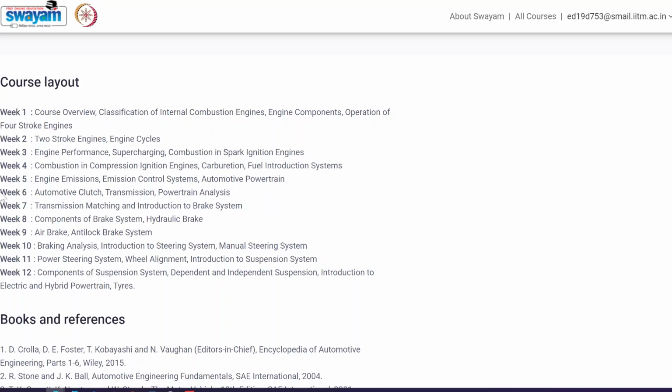So the homework for next week would be automotive clutch, transmission, and power analysis. We will be doing a problem solving session next week for the clutch, transmission, and powertrain analysis. Although it will say the week 5 session, essentially we will be covering the syllabus as given in week 6. So we'll do one set of problems on this, and in upcoming weeks we will start looking at the week 7 aspects. We'll start discussing the brake systems.